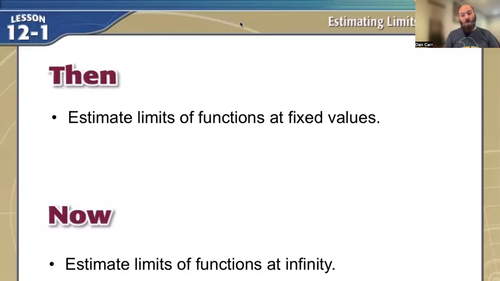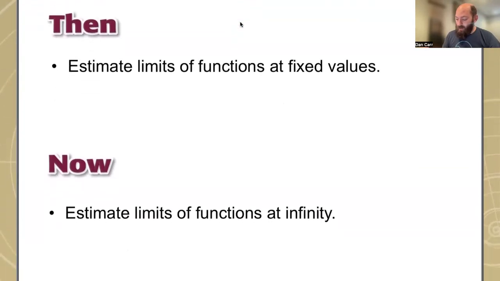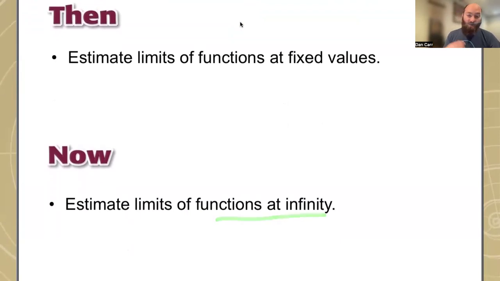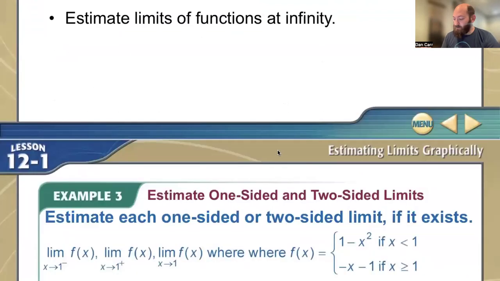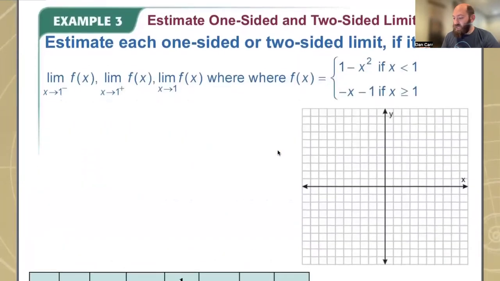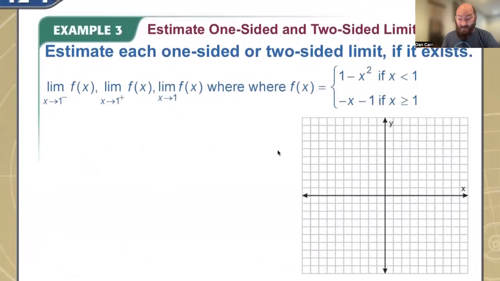Today we're going to be talking about 12.1 day 2. We're going to continue looking at our limits of functions and estimate them at, as well as estimate them at infinity. Okay, so we're looking at things graphically and in terms of tables here. So we'll start with our first one here. We're looking at each one-sided and two-sided limit if it exists.